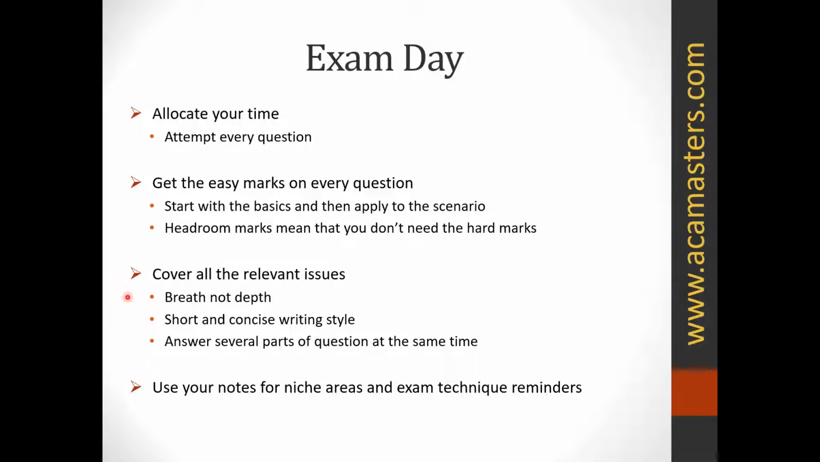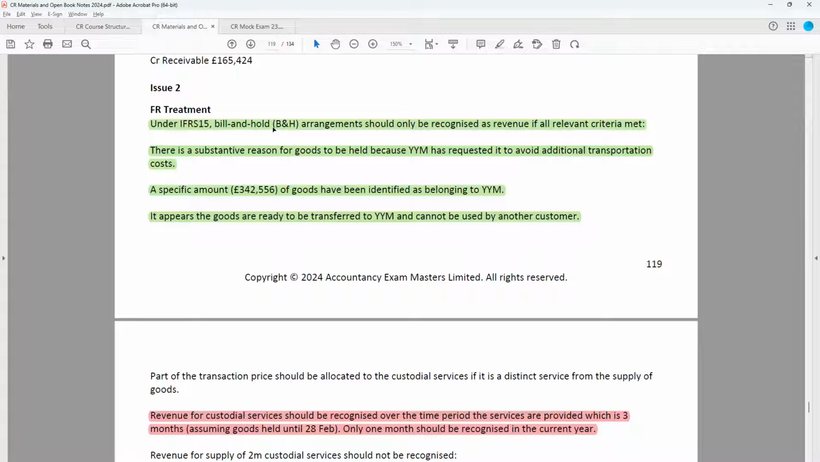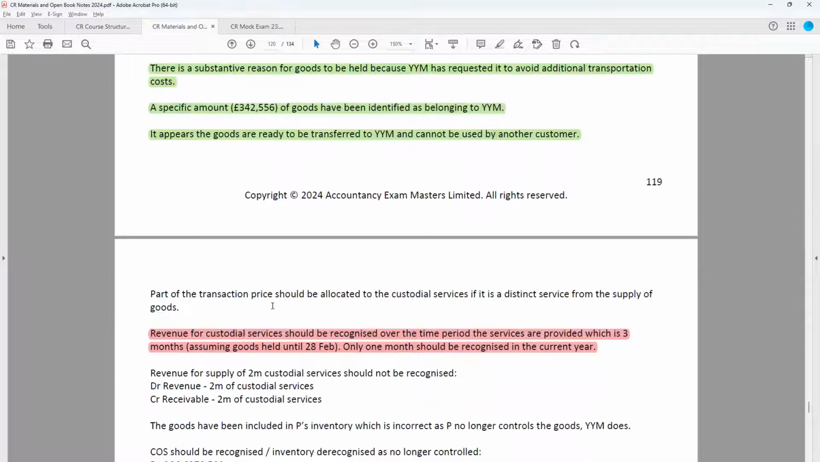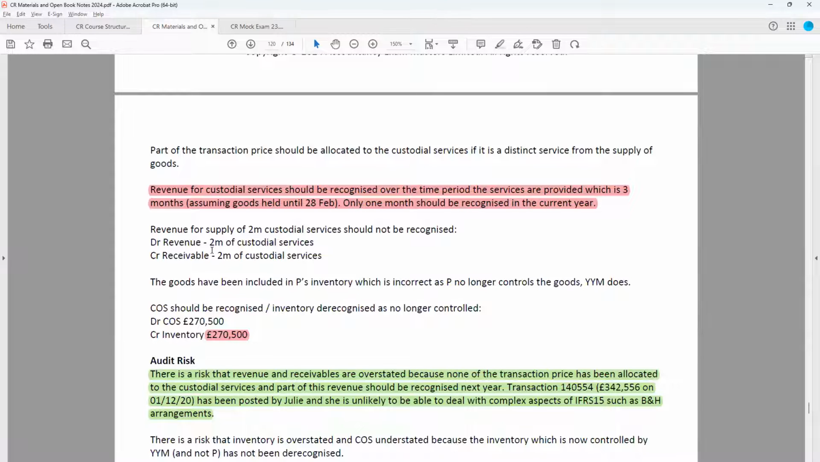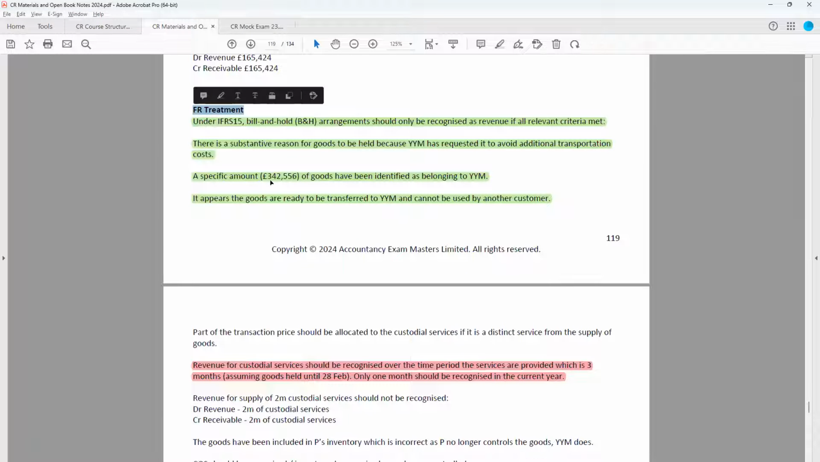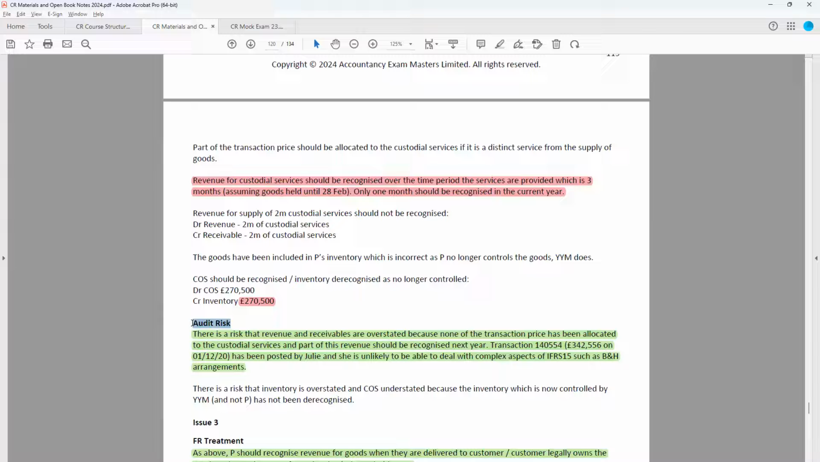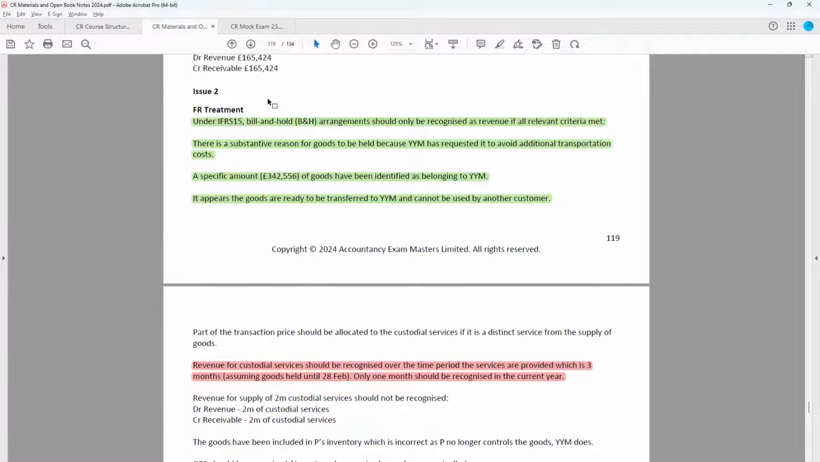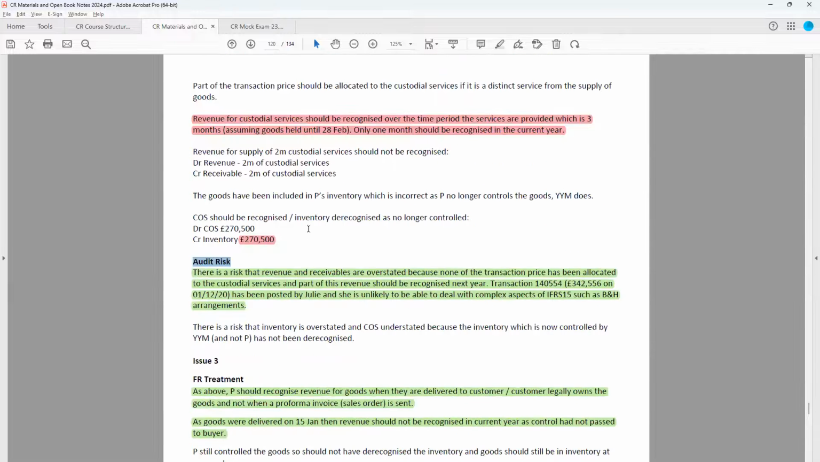So as I've said, try to cover all of the different issues. So think of breadth rather than depth. You can see here: short, concise, range of points, relevant part of the standard, apply it to the scenario, making sure I get onto the numbers. If the question's asked for journals, which it presumably did, then making sure I get those down as well, and making sure I answer every part of the question. So not spending lots of time on the FR treatment and not having time for the audit risks, and making sure that I've covered both the FR treatment and the audit risk and put down the journals that they have asked for in the question.